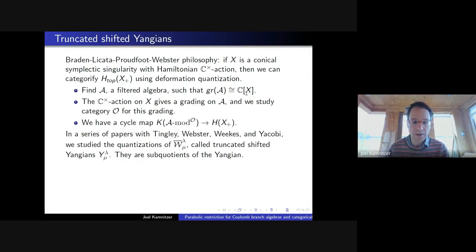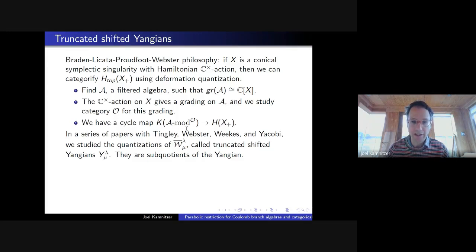And in a series of papers with Tingley, Webster, Weekes, and Yacobi, we studied these algebras, and we called them truncated shifted Yangians. They are defined as subquotients of the Yangian. I'm not going to get into the definition for today's talk. Well, maybe a little later we'll see a sort of definition of them, but not by generators and relations. But they do have a definition by generators and relations, and can be worked with algebraically quite effectively. So those are these algebras, Y_{λ,μ}. So Y_{λ,μ} is this algebra whose associated graded is the coordinate ring of this affine Grassmannian slice.